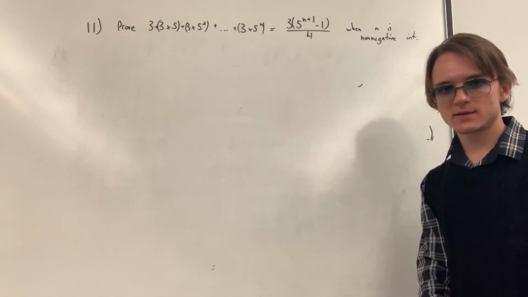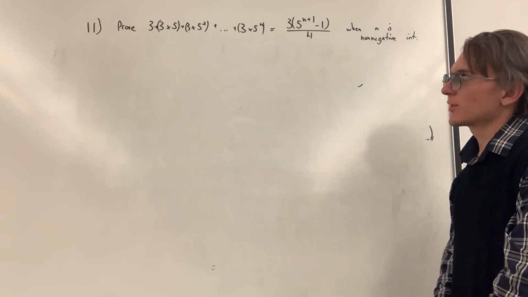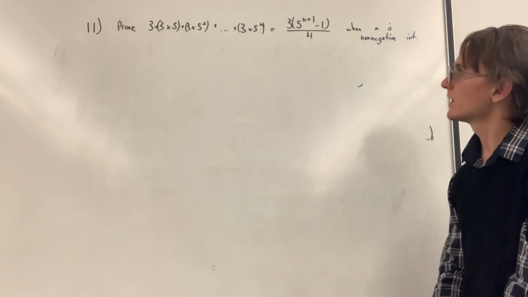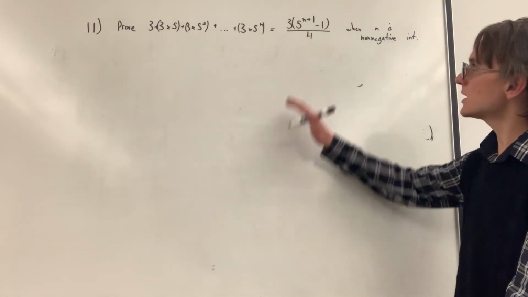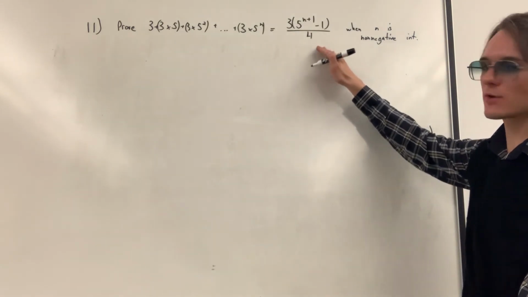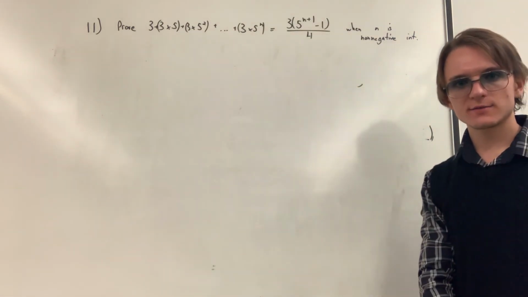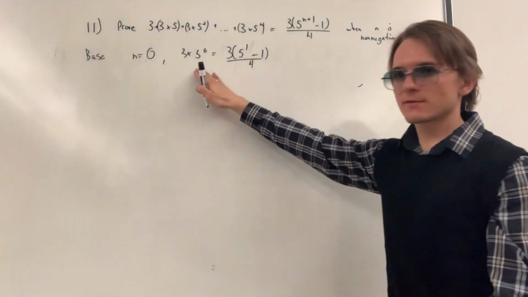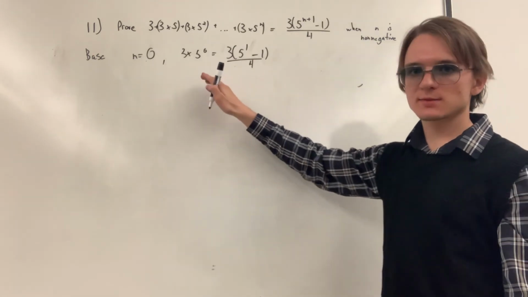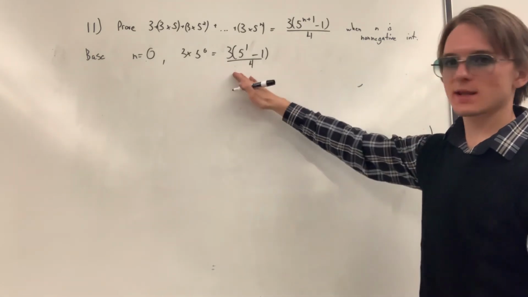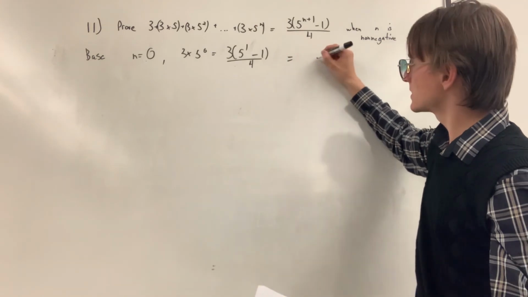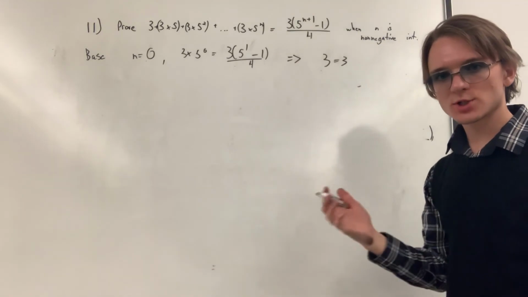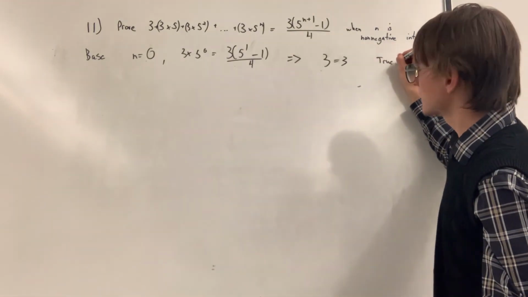Another proof by induction. 3 plus 3 times 5 plus 3 times 5 squared, all the way up through 3 times 5 to the power of n, is equal to 3 times 5 to the power of n plus 1 minus 1, over 4, when n is a non-negative integer. So our base case is 0, the first non-negative integer. Now, replacing n with 0 in this expression, we get this here, and it matches the following. 3 is equal to 3, which holds true. Therefore, the base case is proven.